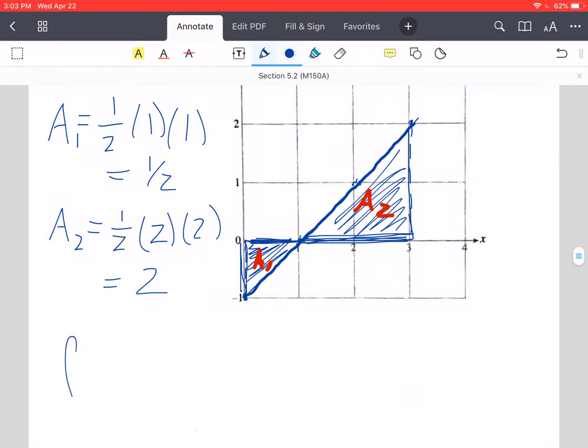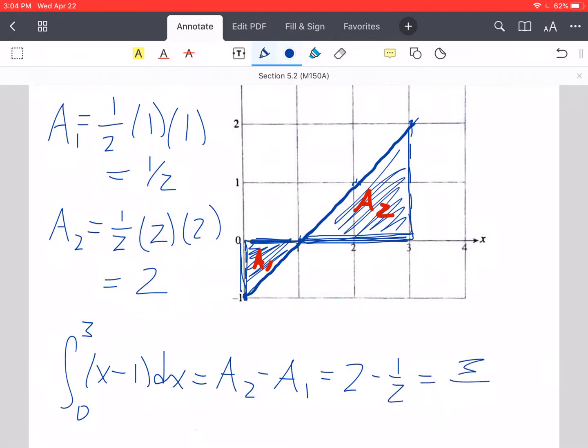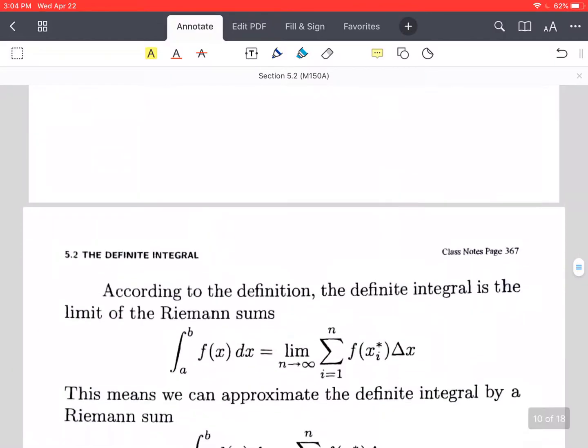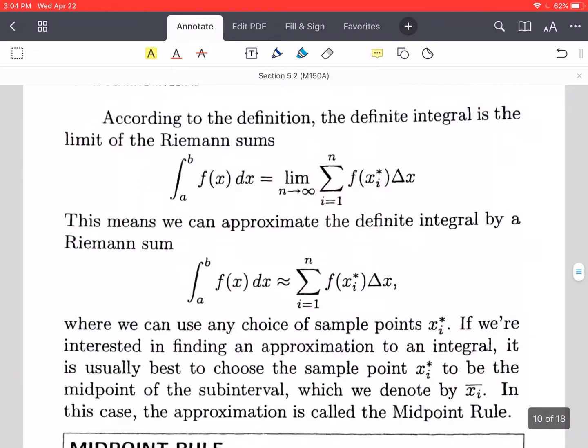So the value of the integral, the total area under the curve, so x minus 1 dx, that's going to be positive area minus negative area. So that's 2 minus 1/2, which is 1 1/2 or 3/2 as an improper fraction. Right. So that's the value that we get for the combined area, taking into account the positives and the negatives. Okay.